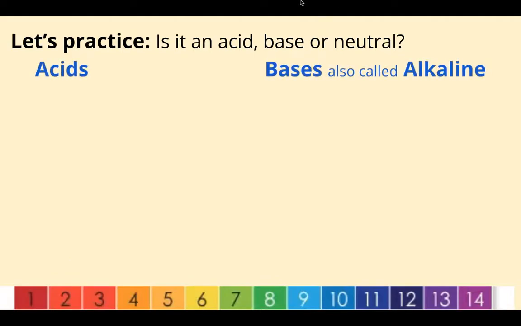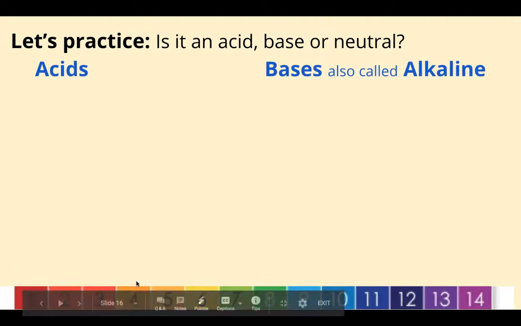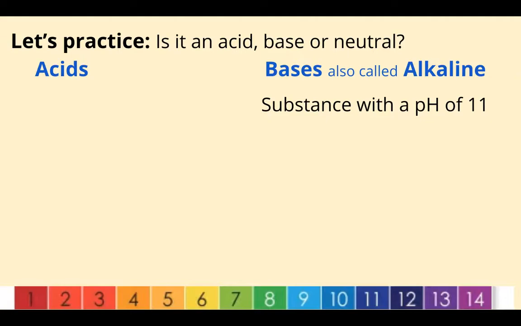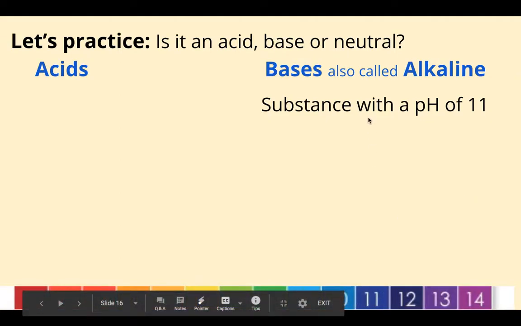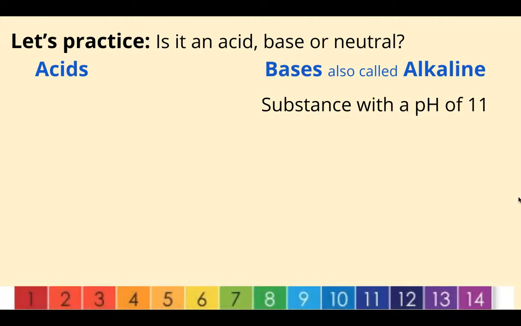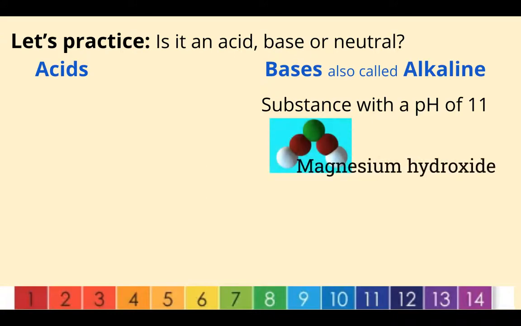I'm sorting my acids to the left-hand side. All of the things that fell under the category acids will be on the left, and bases, which remember is also called alkaline, will be on the right. So first one, any substance with a pH of 11 is definitely a base. Remember, 7 is neutral. Anything above 7 is going to be basic or alkaline.